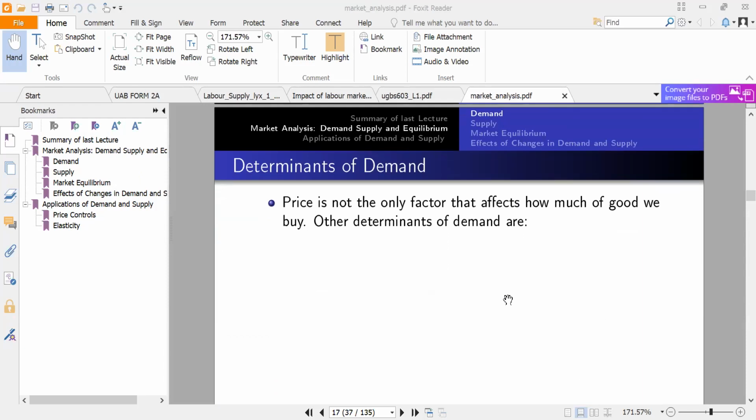Okay, determinants of demand. What drives people to buy? The first one we've analyzed so far is price. Price is not the only factor that affects how much of a good we buy. What are some of the other factors? Anybody? Let me see if there's a hand.